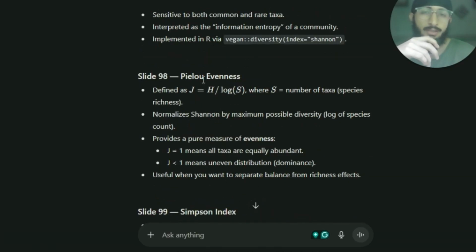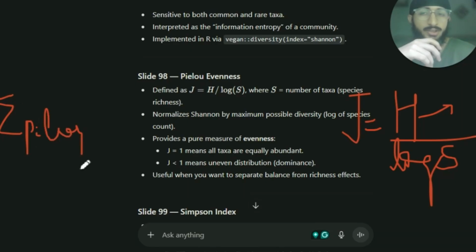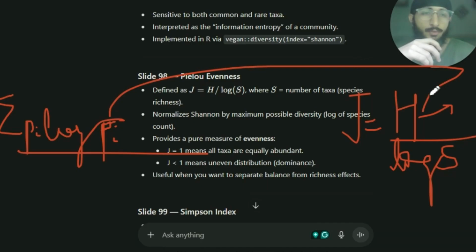Moving on, Pielou evenness, defined as J. Let me show you the formula. J is equal to H, the entropy, the Shannon index, over log S. H is actually the entropy only, because the formula is minus summation Pi log Pi, right? So the uncertainty, or you could say the entropy only. This is the formula for that, and that denotes the Shannon index itself.